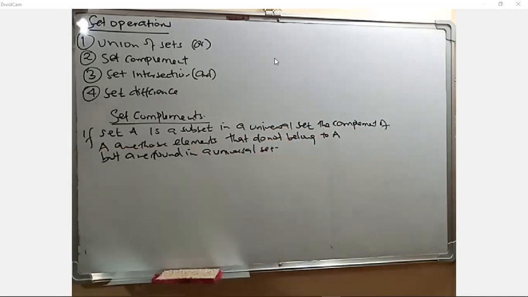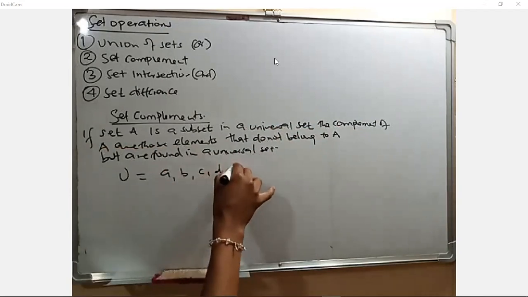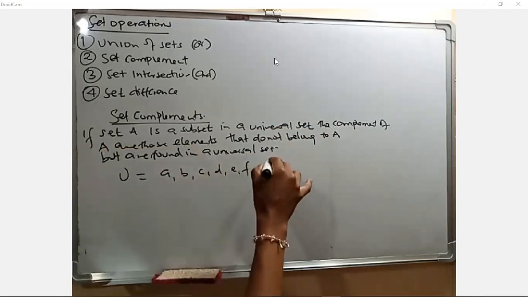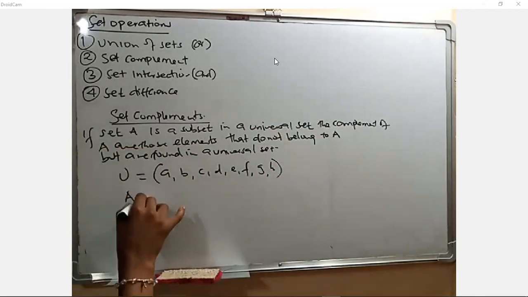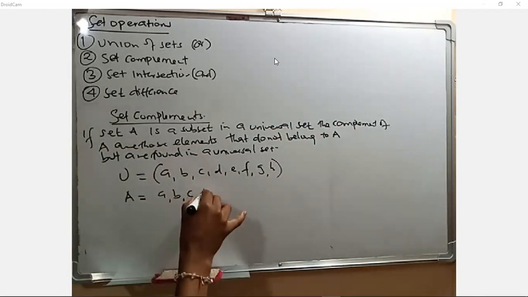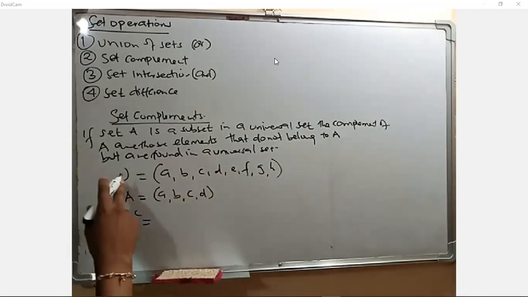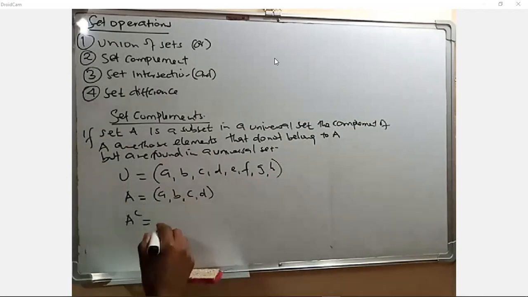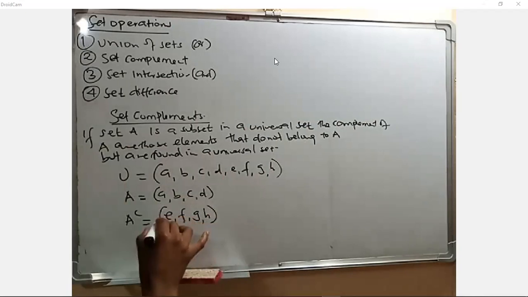In this case, let us look at your universal set. You have A, B, C, D, E, F, G, and H. A is having A, B, C, and D. So when you look at A complement, it means the elements which are in the universal set but don't belong to A, and these elements are E, F, G, and H. That is what the set complement is all about.